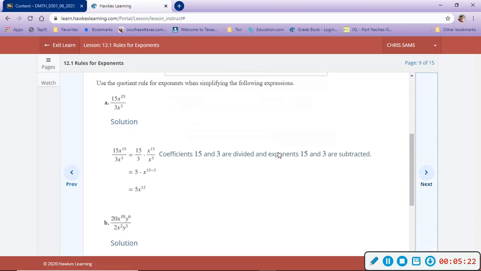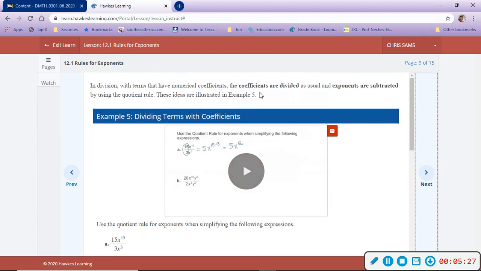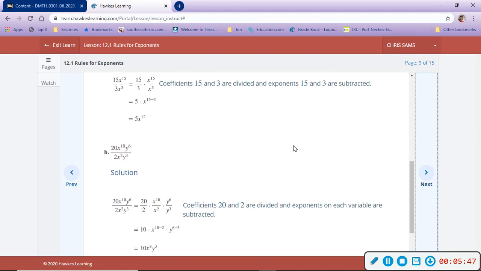Alright, some examples here. One thing they're noting here is that coefficients are divided, not subtracted. So 15 and 3, you would divide 15 divided by 3. You won't subtract. You only subtract exponents when you're doing division. So be careful not to mix. That is a common mistake, that we start mixing things up. So be careful. Numbers divide, exponents, you subtract those.